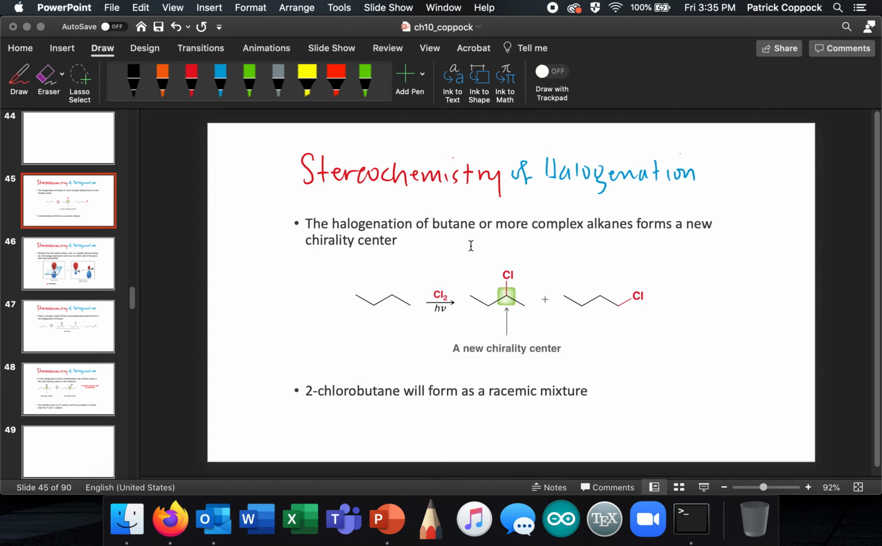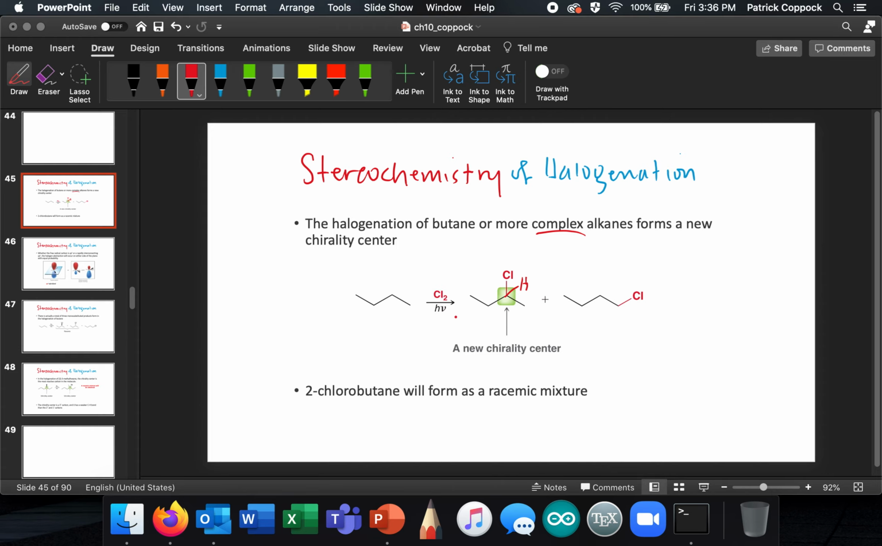Okay, so let's talk about the stereochemistry of halogenation. The halogenation of butane, and of more complex alkanes, forms a new chiral center, right? So look at this. You've got two hydrogens here, and if one of them gets removed, we've got a hydrogen here, a methyl group, an ethyl group, and a chlorine. So this is a chiral center.